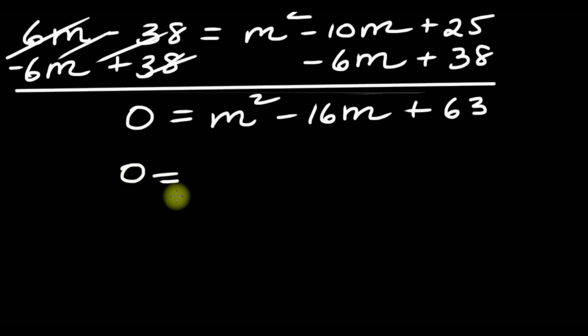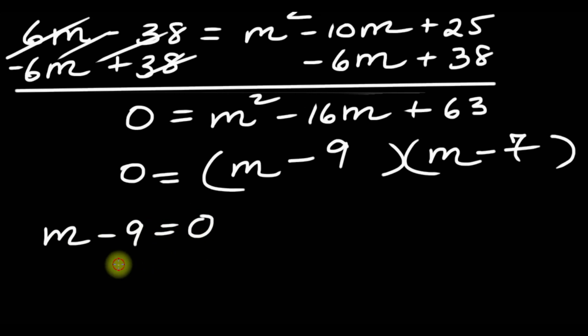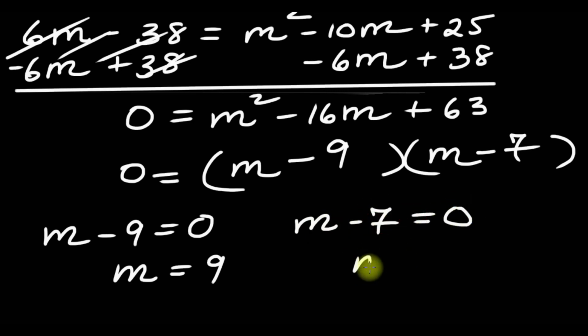So AC, we're going to need two negative numbers. So that would be 9 times 7, 63. So now we're going to set each factor equal to 0. So m minus 9 equals 0, so m is 9. And then the other one, m minus 7 equals 0, so m is 7. So those are my two answers.